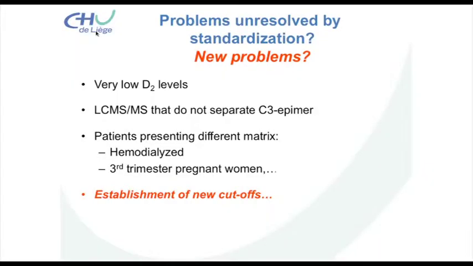And finally, we've been talking about cutoffs, 20 nanograms, 30 nanograms, even 40 nanograms. If we re-standardize, we will need to have new cutoffs. So instead of talking about 20 nanograms or 30 nanograms, 20 will become more or less 30, 30 will become more or less 40, and 40 will become more or less 50. So for the physician, it has been a long time just to get used to these 20, 30 nanogram cutoffs. We will come with new cutoffs if we re-standardize our assays. So it's something that we have to take into consideration.